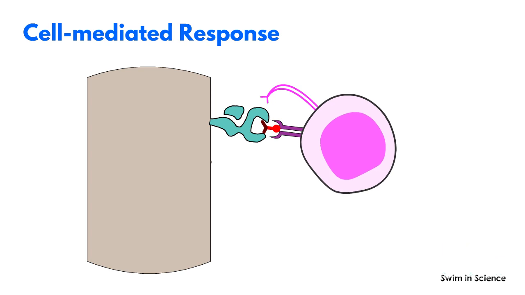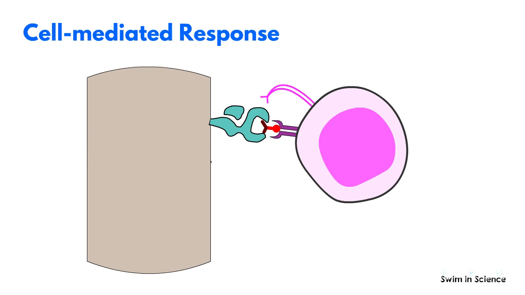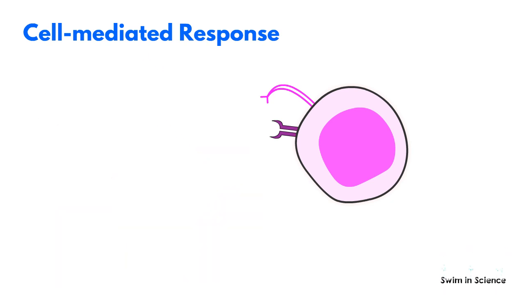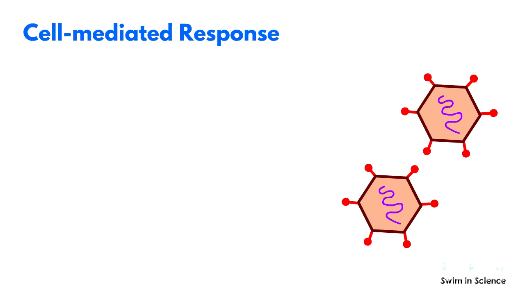Activated T cytotoxic cells proliferate and differentiate into cytotoxic T lymphocytes. These cytotoxic T lymphocytes exhibit cytotoxic activity, that is, they kill the virus-infected cells and prevent the spread of infection. Gradually, the established infection is reduced, and the pathogen is completely eliminated from the body.